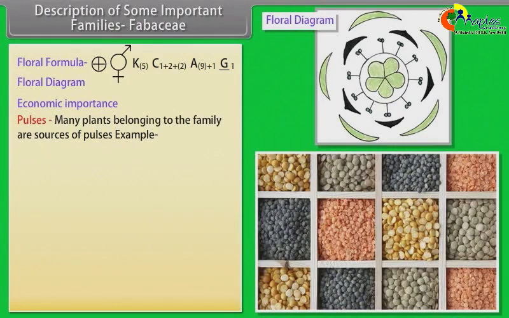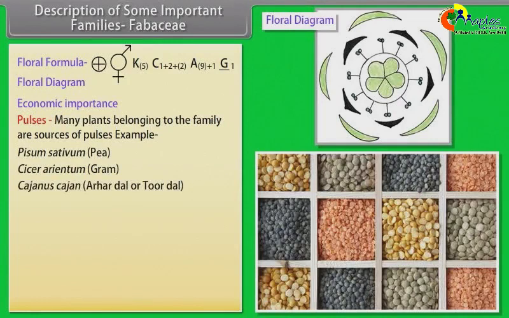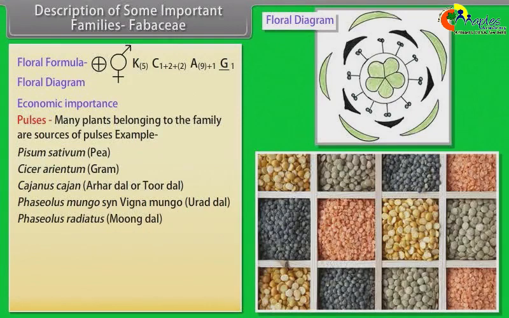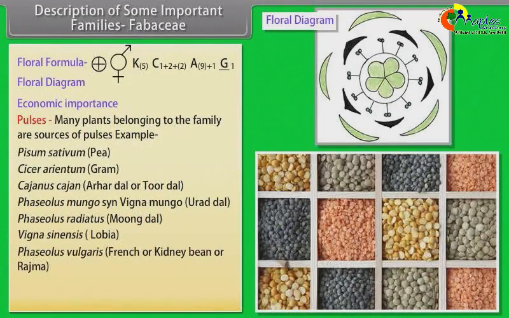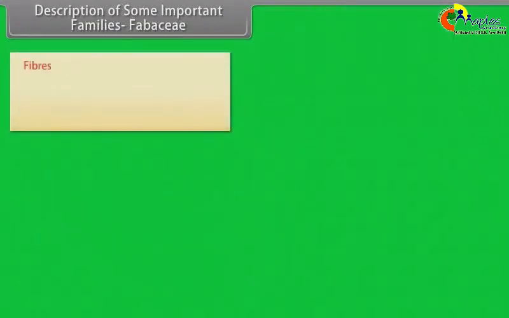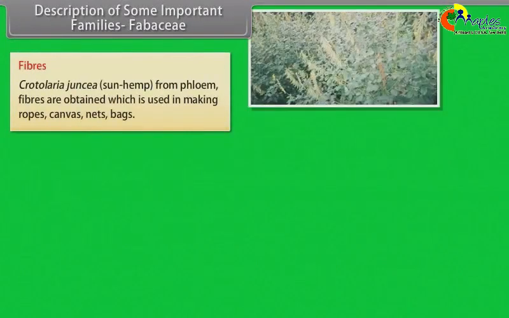For example, Pisum sativum, pea; Cicer arietinum, gram; Cajanus cajan, arhar dal or tur dal; Phaseolus mungo, Vigna mungo, urad dal; Phaseolus radiatus, mung dal; Vigna sinensis, lobia; Phaseolus vulgaris, French or kidney bean or rajma; Lens esculenta, masoor dal; Lathyrus sativus, khesari dal. Fibers. Crotalaria juncea.